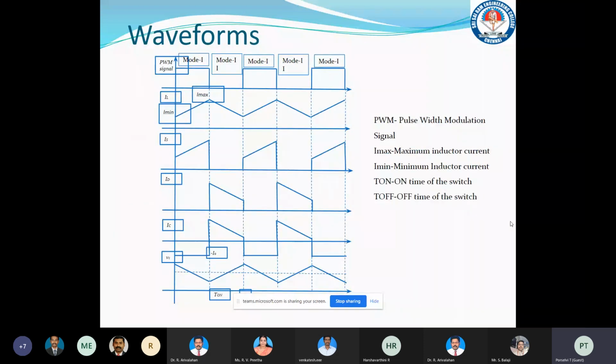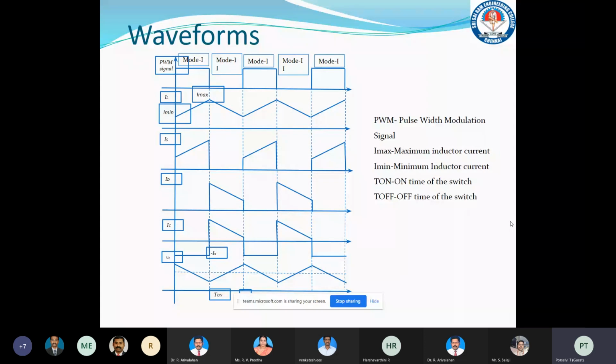So these are the different waveforms that are taking place in buck boost converter. The first waveform shows the PWM signal. The second waveform shows the inductor current, which varies between minimum and the maximum value. The source current is equal to the inductor current during mode 1 and 0 during mode 2. The diode current is 0 during mode 1 and it is equal to the inductor current during mode 2.